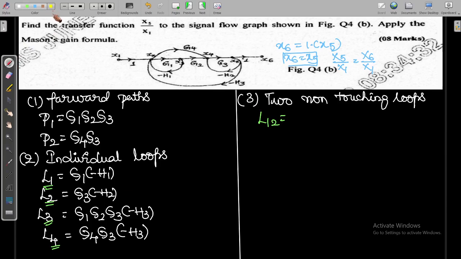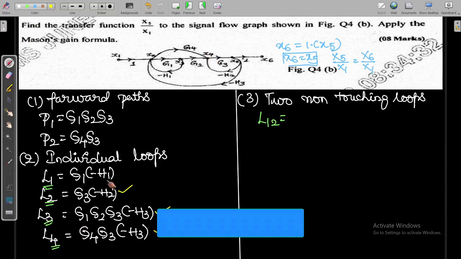So whenever you compare 2 with 3, they also have a common node here. 2 is here and 3 is also here, they have a common node, so you can't take them. Next, 2 and 4: if you observe, this is the fourth loop and this is the second loop, they have a common node here, so you can eliminate 2 and 4 also.